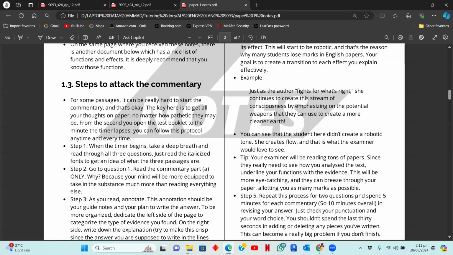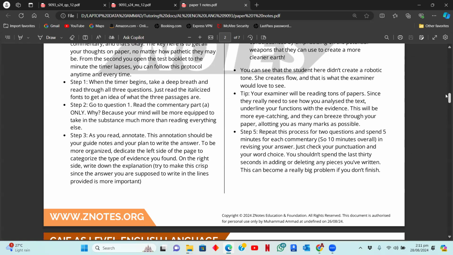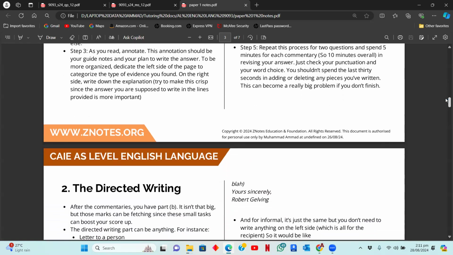Repeat the process for two questions and spend 5 minutes for each commentary. So 10 minutes overall in reviewing your answer. Just check your punctuation and your word choice and spend the last 30 seconds adding or deleting any pieces you've written. Always review your work once you've done. Obviously, you cannot edit information after that, but you can always edit your grammar and style.